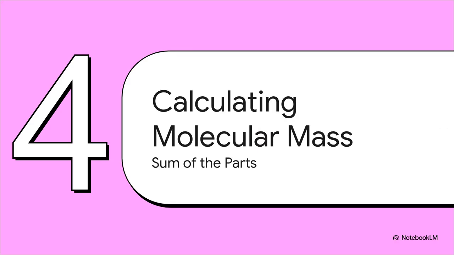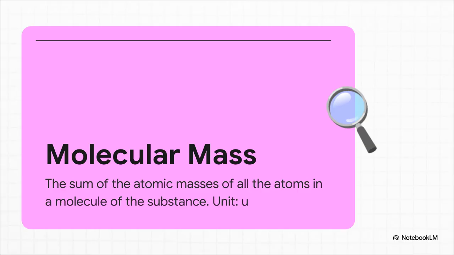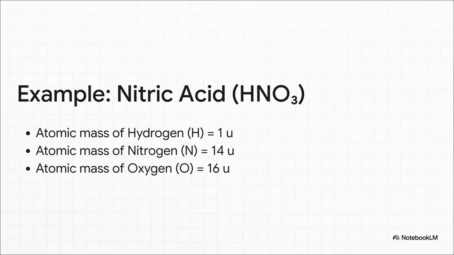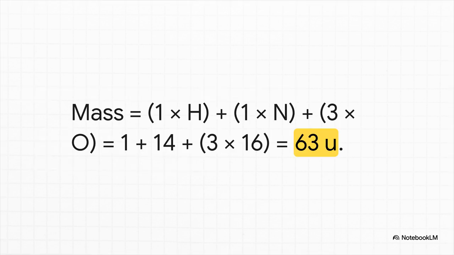Very good. Now that we know how to write a formula, let's learn how to calculate its mass. The molecular mass is simply the total mass of one molecule. And to find it, we just add up the atomic masses of all the atoms that are present in its formula. Let's try to calculate the molecular mass for nitric acid, HNO3. To do this, first we need the atomic masses of each element which is involved in the formula. Now, let's look at how we assemble this. We have 1 hydrogen atom, 1 nitrogen atom, and 3 oxygen atoms. So we will add their masses together, which gives us a total of 63 u.